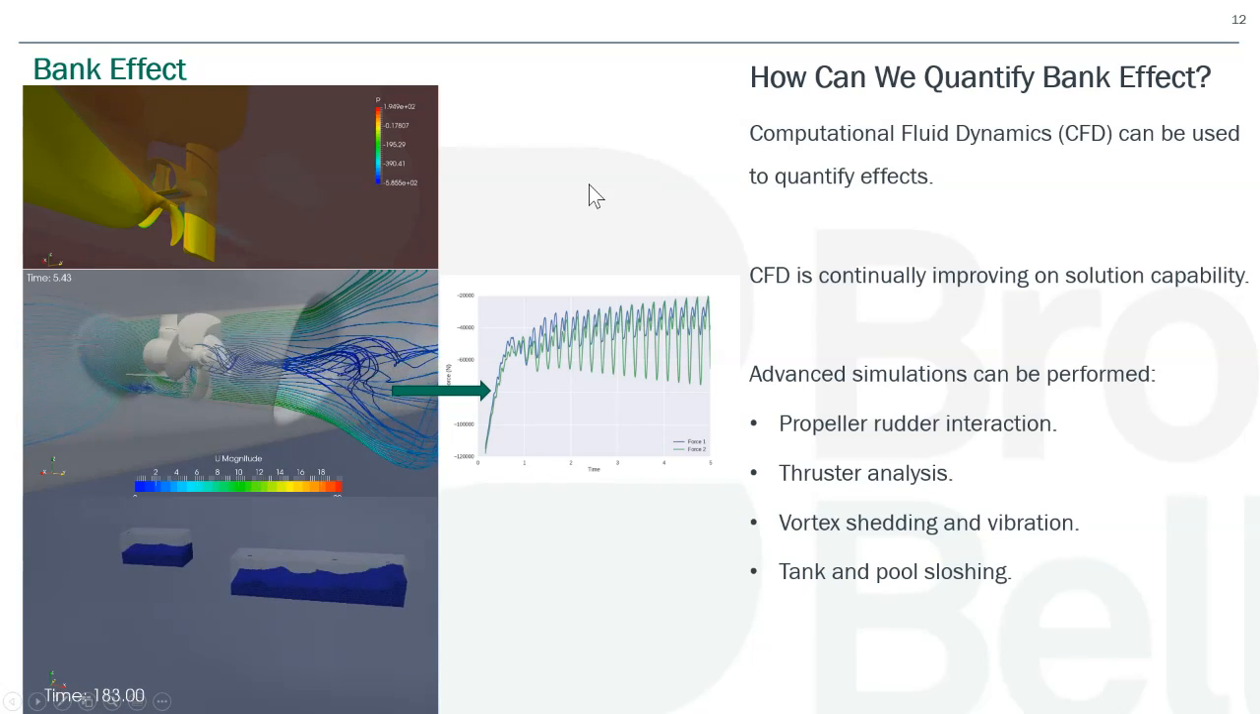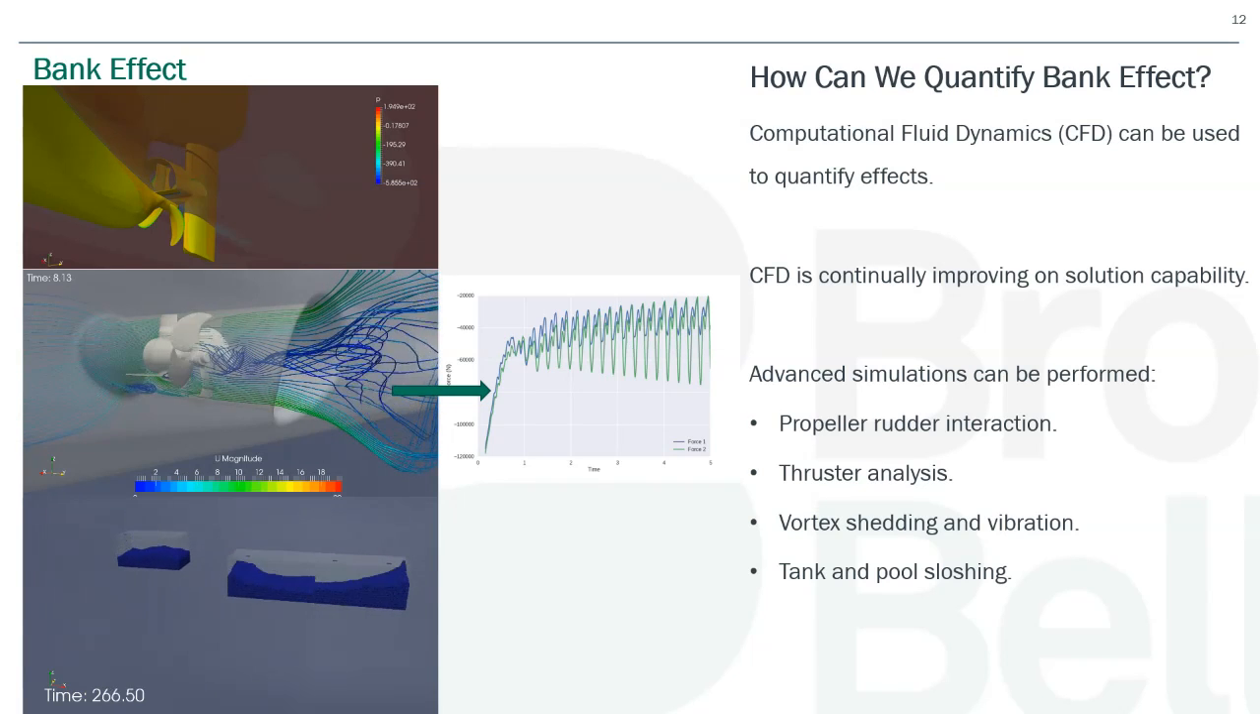And the bottom one, which is hopefully running also, is a tank sloshing case. And this again is quite a complex issue where you have vessel motions impacting how the tank sloshes, and then vice versa, the tank sloshing can influence the vessel behaviour. So it's quite a complex interaction which can be modelled quite accurately with CFD.